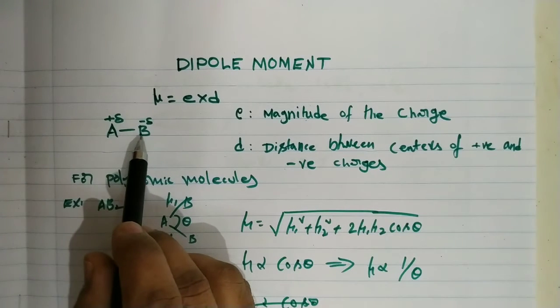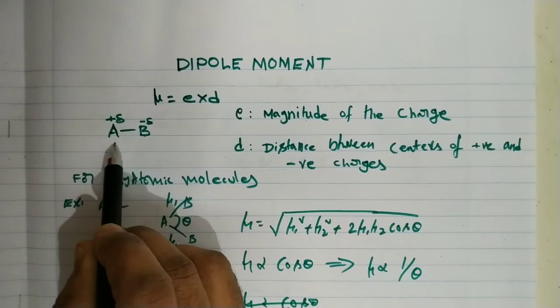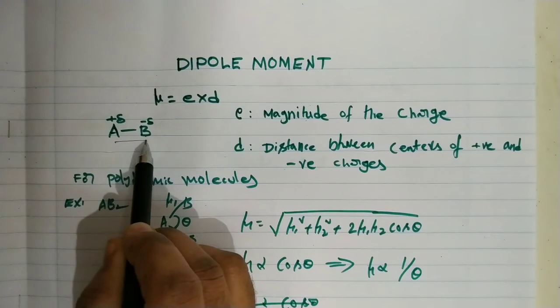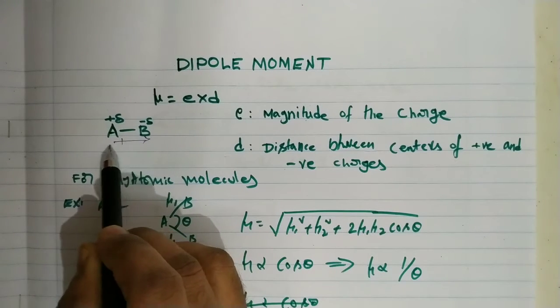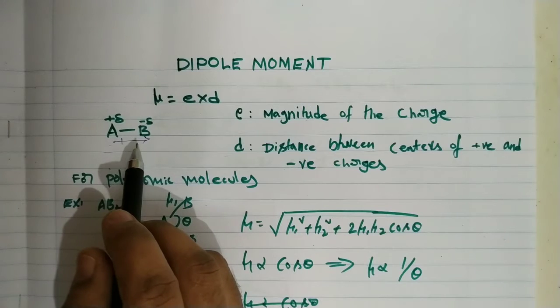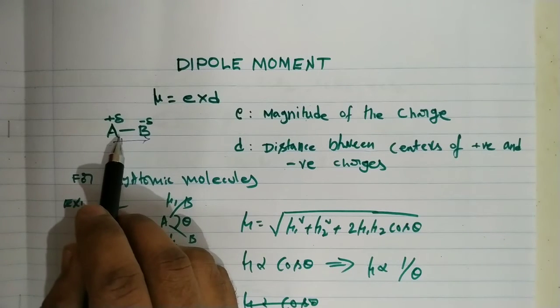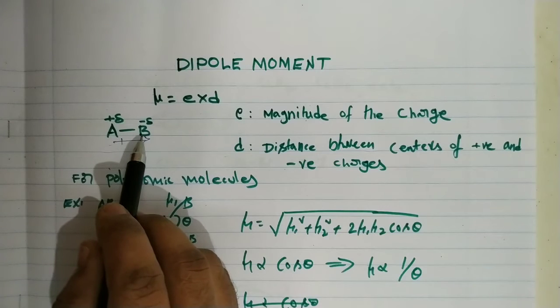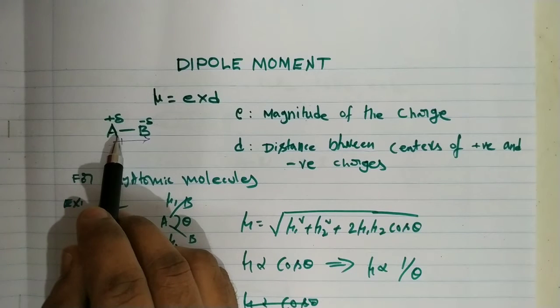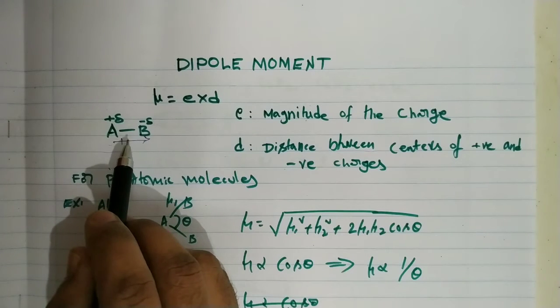Here, B is the more electronegative atom, so the bonding electrons are directed towards element B. There is a charge separation, and as a result a negative pole and a positive pole are developed. So this molecule is a polar molecule.